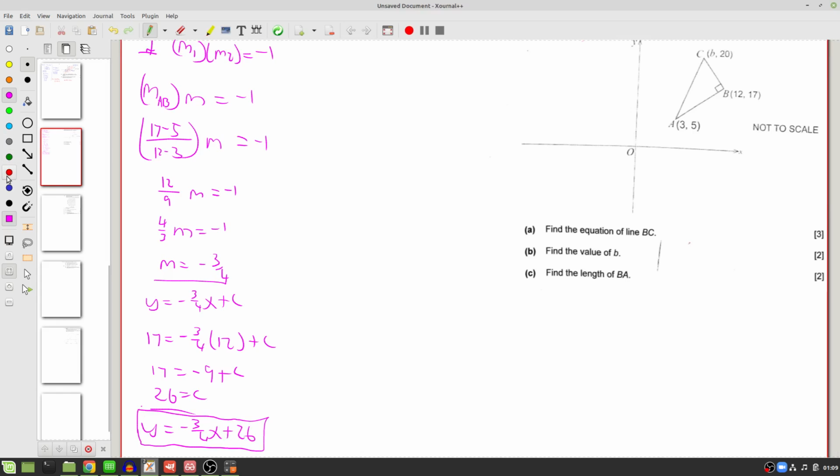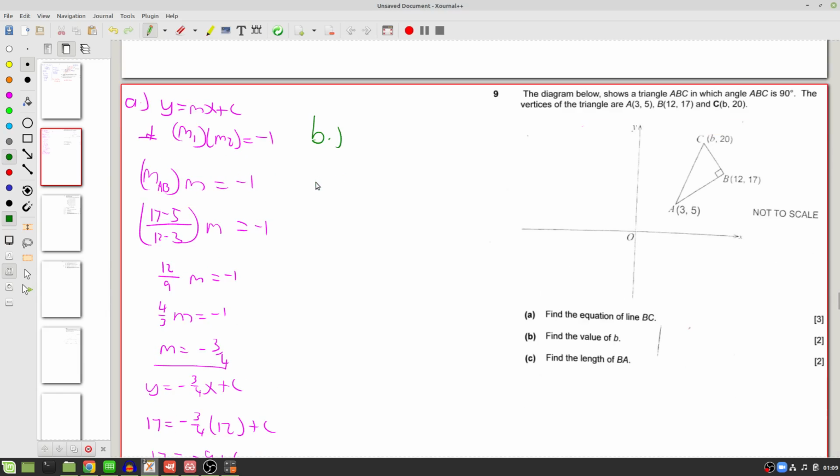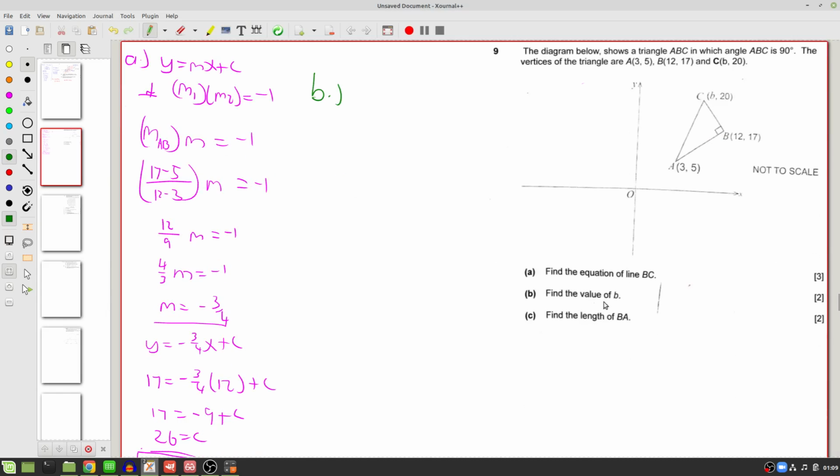Okay, that was quite a bit of work. Now let's look at question B. And question B is quite nice. It just asks us to find the value of b. Pretty cool. Okay, so b is this value here. Now what we can do is a couple of things. We know the gradient, so we can use the gradient formula. We know the whole equation, so we can use the equation. So there's a couple of things we can do. So let's actually do both methods.